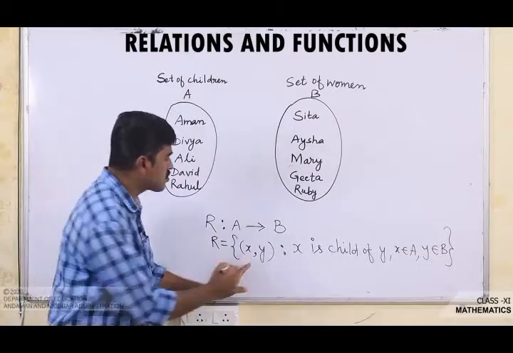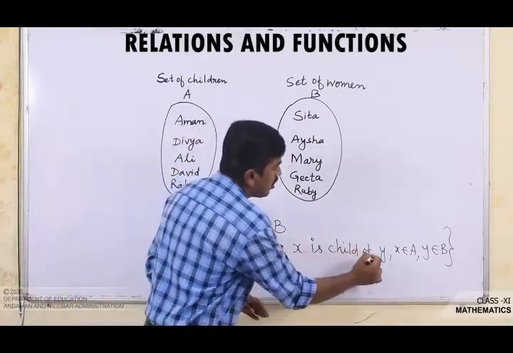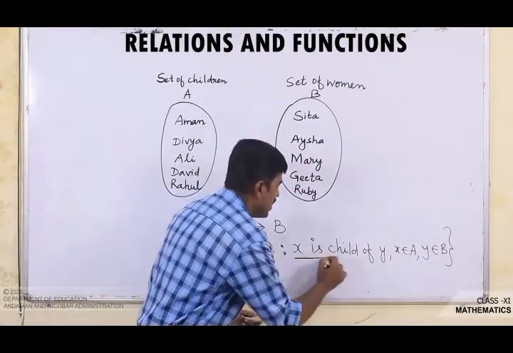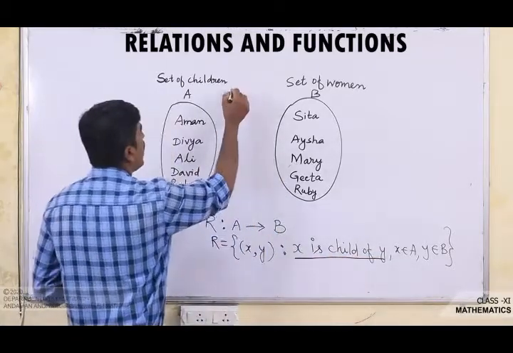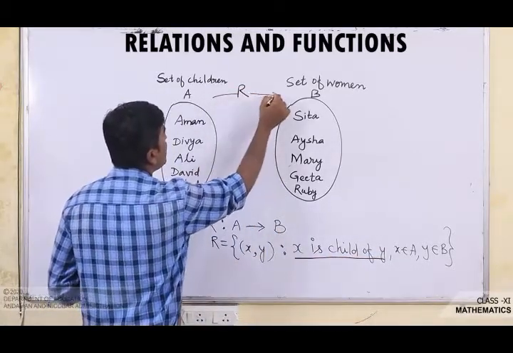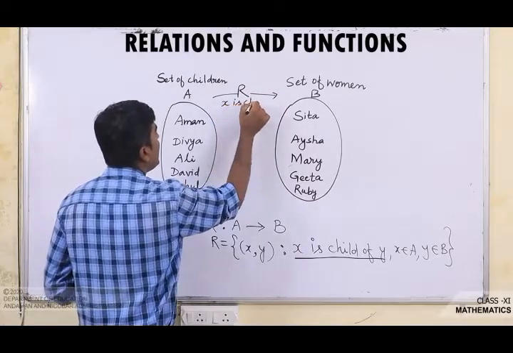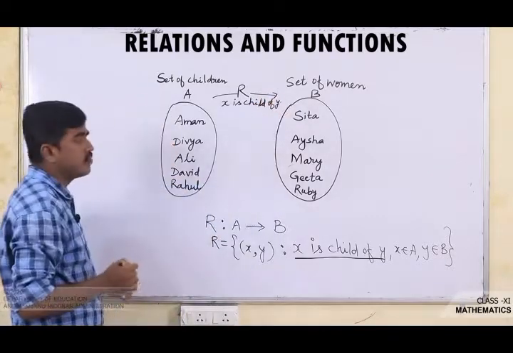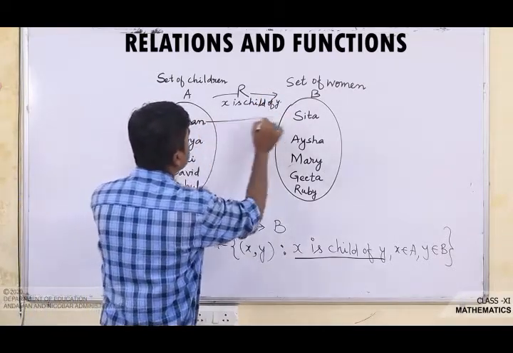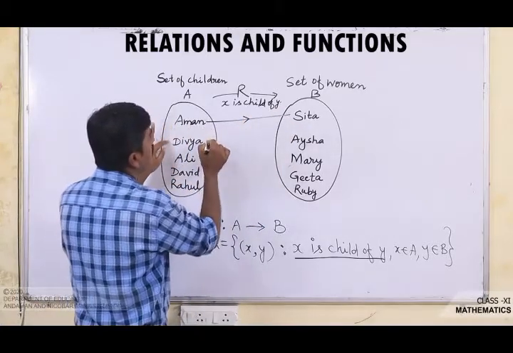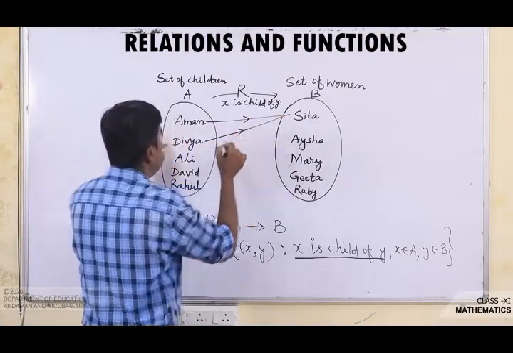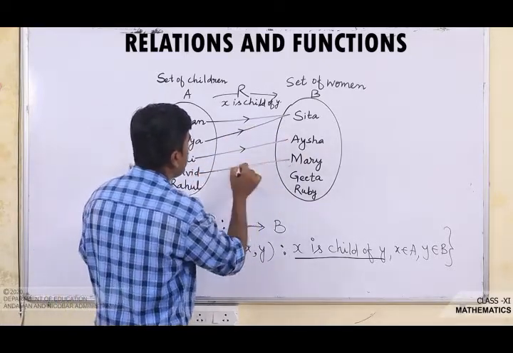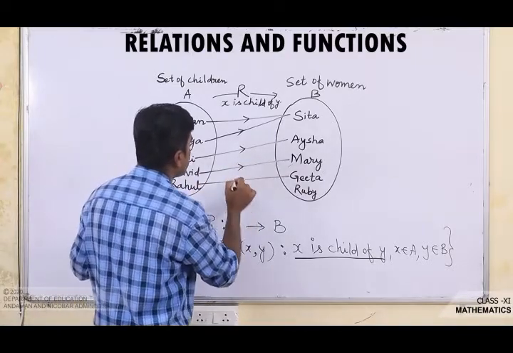R is equal to {(x, y) such that x is child of y}, x belongs to A, y belongs to B. This is the relation, x is child of y. Here R is a relation from A to B and x is child of y. Now suppose Aman is child of Sita, Divya is child of Sita, Ali is child of Aisha, David is child of Mary, and Rahul is child of Geeta.